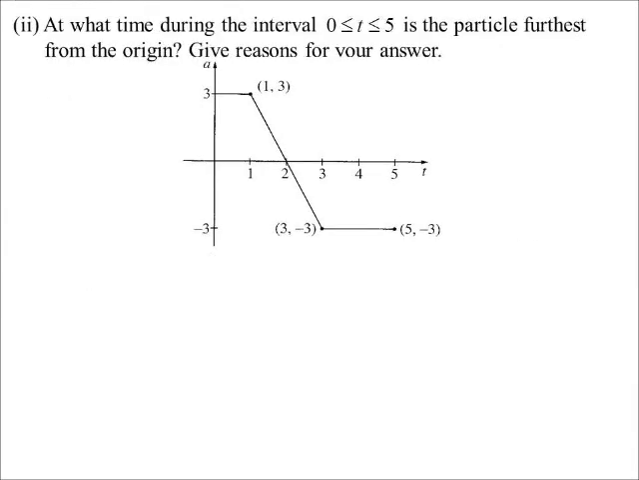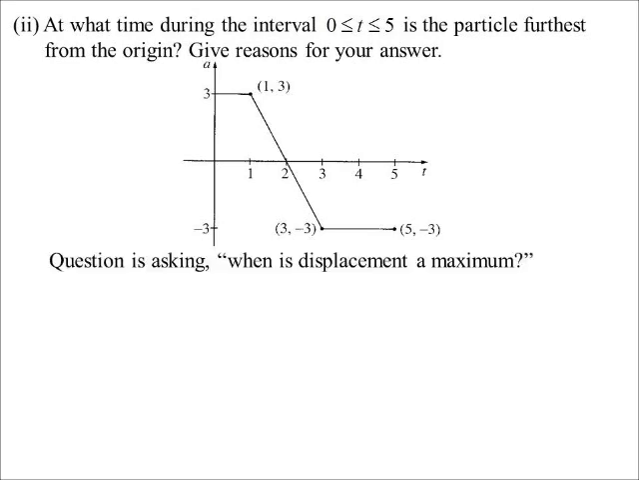All right. At what time during that interval is the particle furthest from the origin? So now we're talking about displacement. But again, all we've got is this acceleration graph. Okay, so what's it asking? When is displacement a maximum? If you were going to find a maximum, what would you do? Well, I know it's a maximum when the velocity is equal to 0.